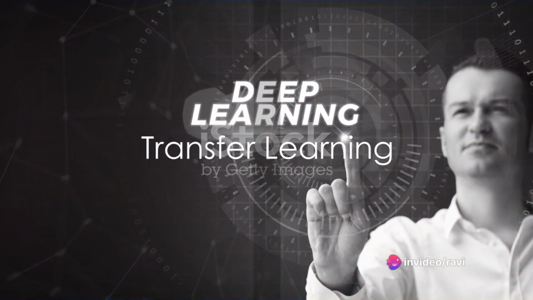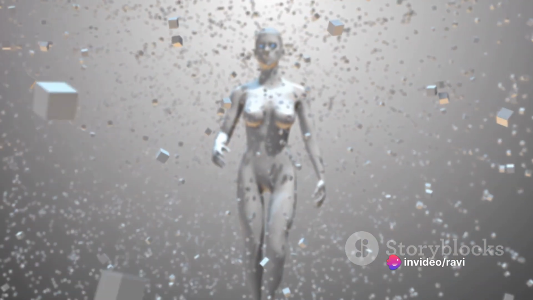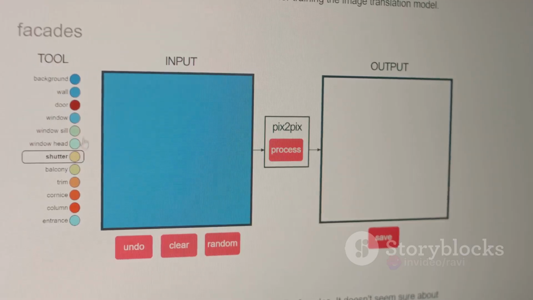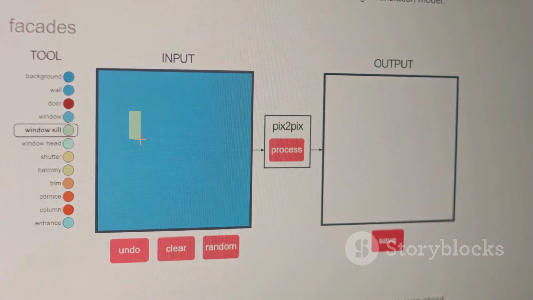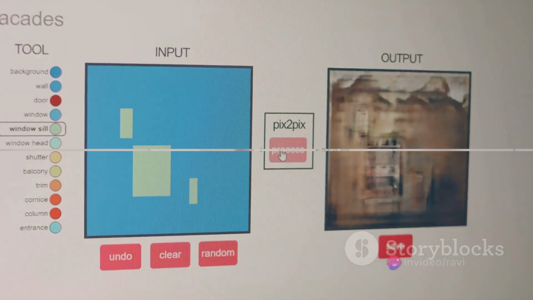Transfer learning is another key aspect of deep learning. It's a technique where pre-trained deep learning models are adapted to new tasks. It's an effective way to leverage the knowledge gained from large datasets and architectures for specific applications with limited data.